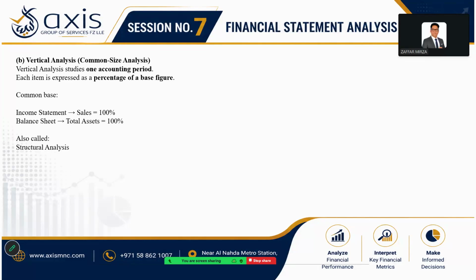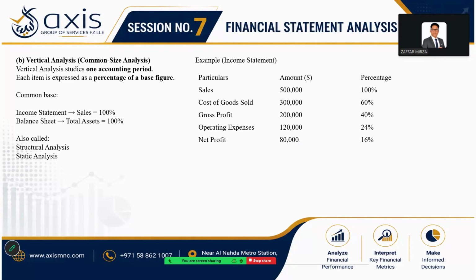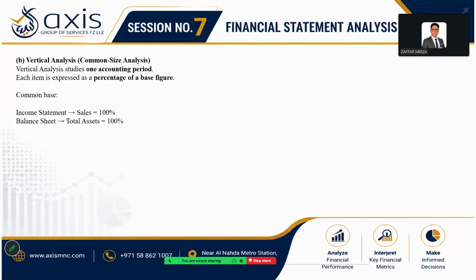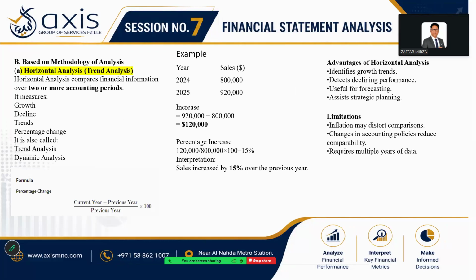Also called structural analysis, static analysis. Example of the income statement: what are the percentages? In trend analysis, we calculated each and every item from the previous year to this year. In horizontal analysis, we studied two or more accounting periods. So this is called horizontal analysis, trend analysis.